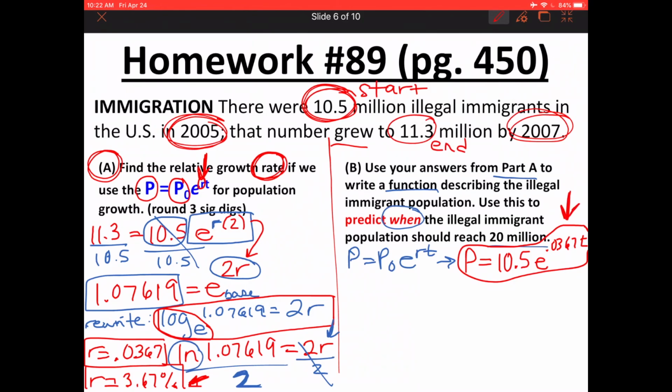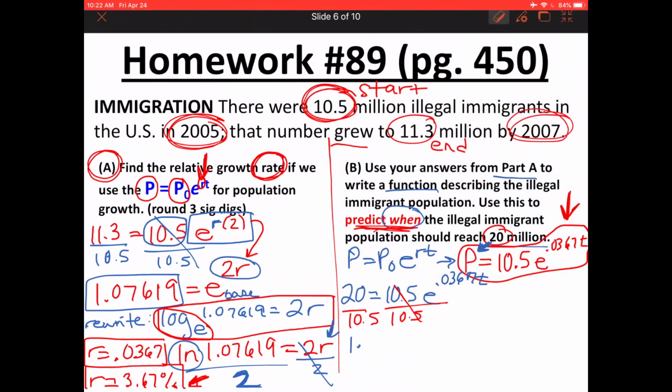But now we're gonna keep going with part B, which says predict when the population would reach 20 million. So what am I gonna plug 20 million in for? I'm gonna plug it in for this ending population, all right? So I'm going to have 20 equals 10.5e to the 0.0367t, all right? My first step to solve is divide both sides by 10.5.